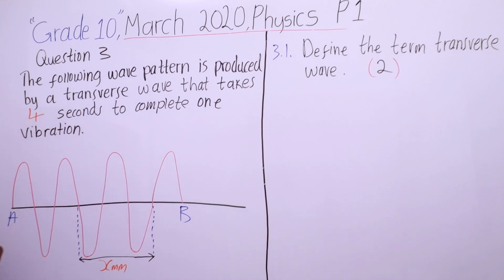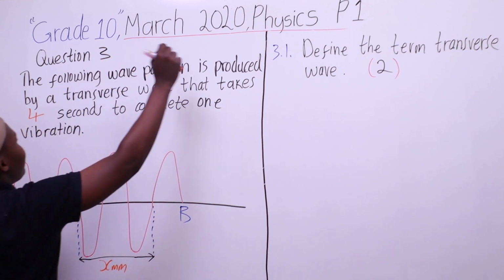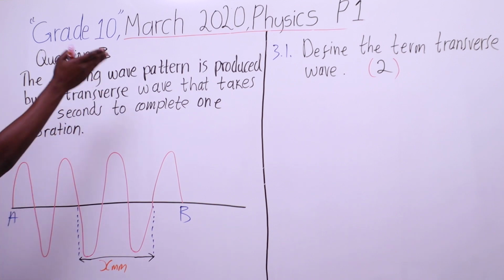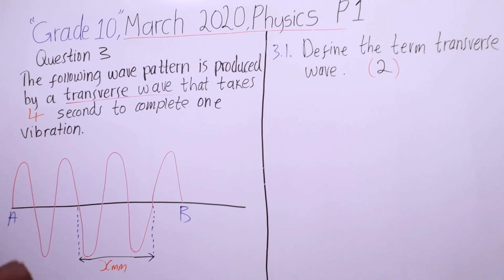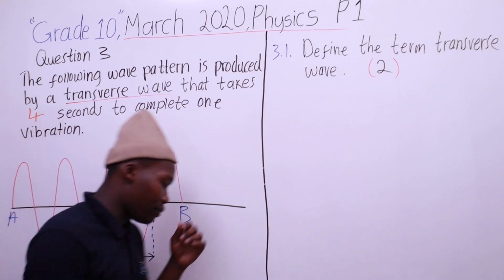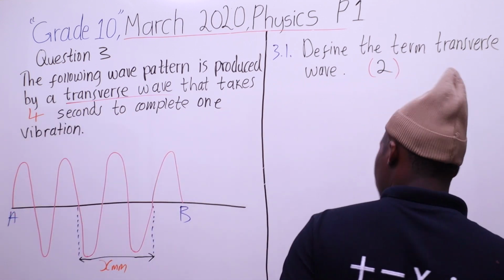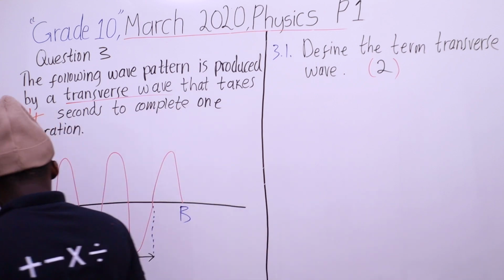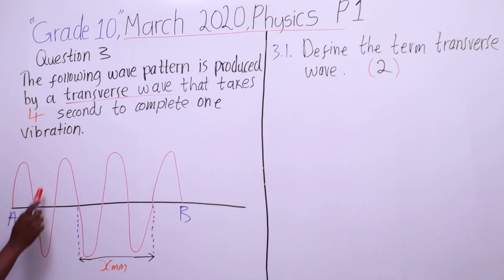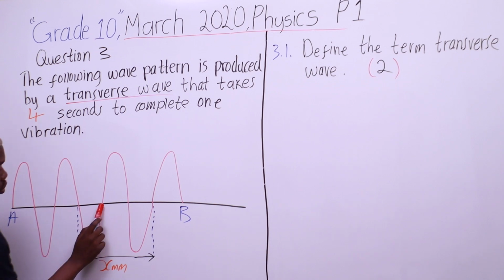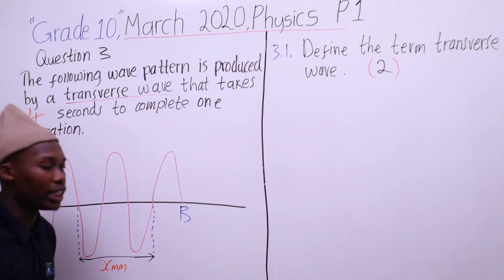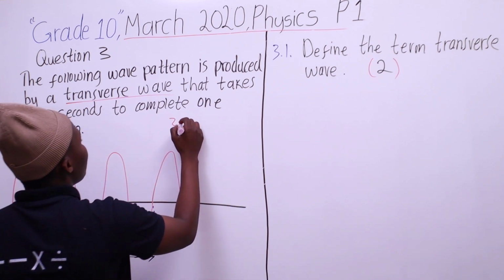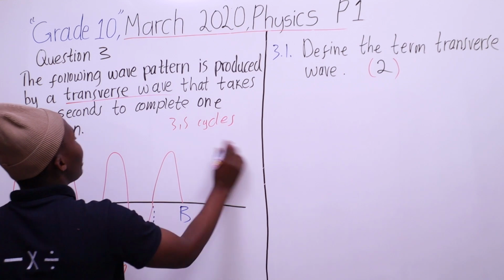Now we get question 3. The following wave pattern is produced by a transverse wave that takes 4 seconds to complete one vibration. So one vibration takes 4 seconds. This is one wave, second wave, third wave, so 3,5 waves. We have 3,5 waves, or 3,5 cycles.